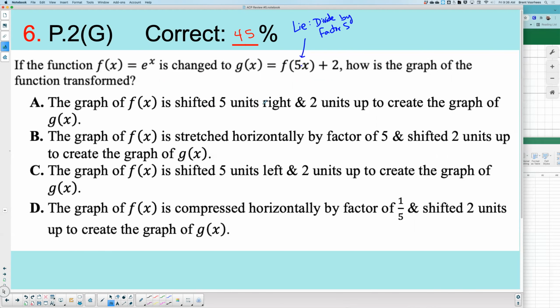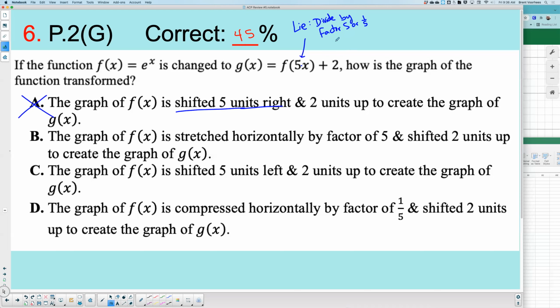Does A say anything about a factor of 5? No. It says shift 5 units right. That would be a plus or a minus. That is out. B, does it say anything about a factor of 5? Yeah. Okay, sorry, I say factor of 5. Or you could say factor 1/5 since it's dividing. They could write it either way.